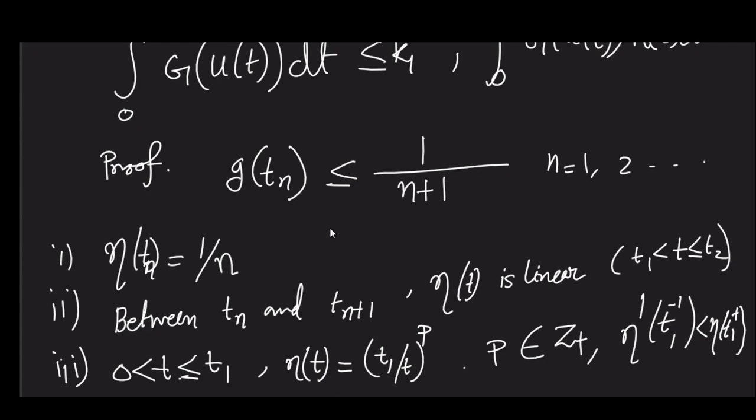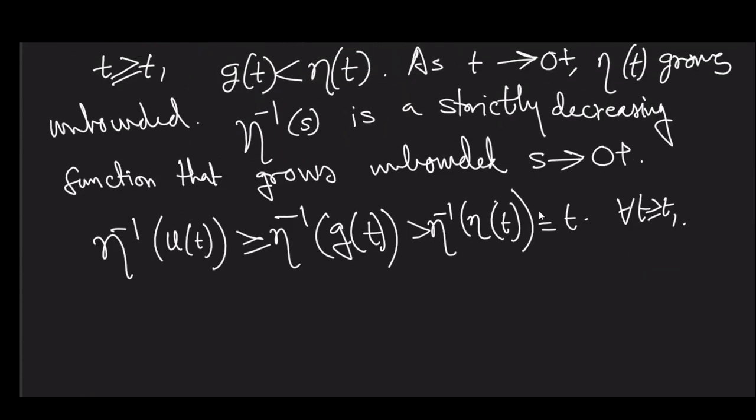Now if that is the case, then it is clear that if you allow t tends to 0 plus, eta t grows unbounded. Now we have an inverse function that is also strictly decreasing, and that grows unbounded when s tends to 0 plus.